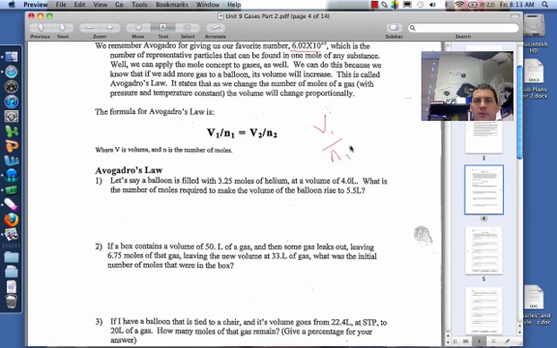V1 over N1 equals V2 over N2, where N means the number of moles. Okay? So V is the volume, N is the number of moles. So it's going to work the same way the last 3 or 4 have worked. You're going to cross multiply and divide. Read the question, fill out your V1s, your V2s, your N1s, your N2s, solve for what you don't have.